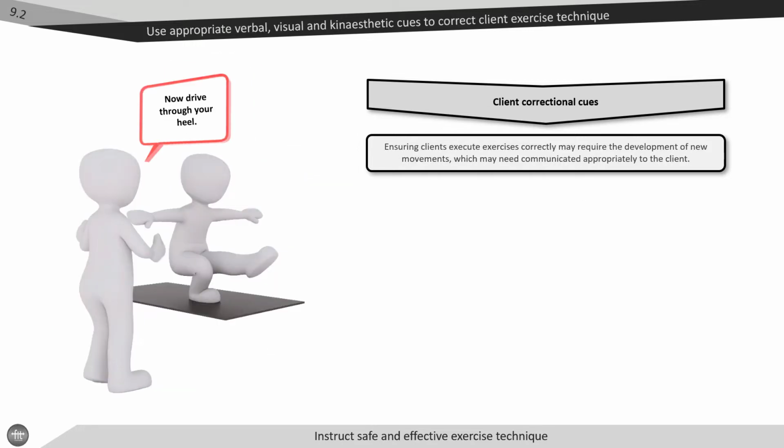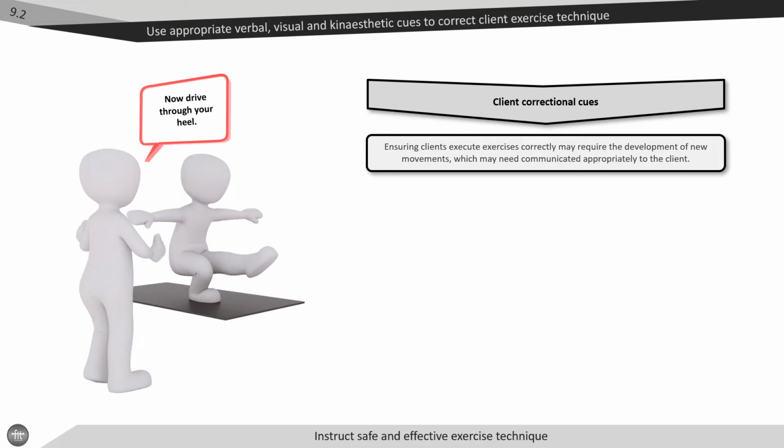Ensuring clients learn and execute exercises correctly may require the development of new movements, which may need to be communicated appropriately to the client. There are many different ways to communicate a new skill to a client, often with multiple techniques being used during the session to maximise learning development, as each individual will have a different learning style.